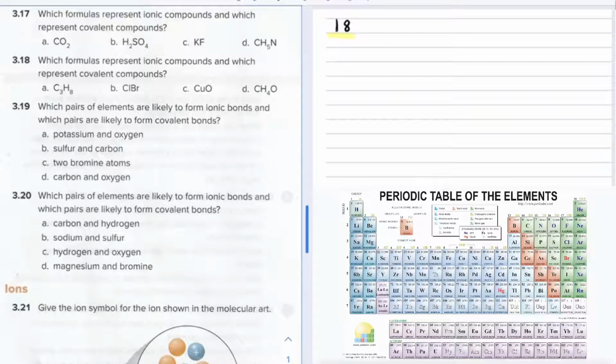Number 18. Which formulas represent ionic compounds and which represent covalent compounds? So ionic versus covalent. How do we identify what type of compound it is just from its chemical formula?